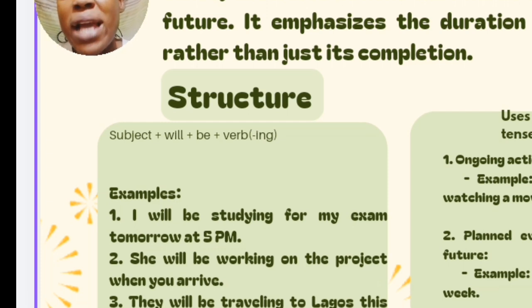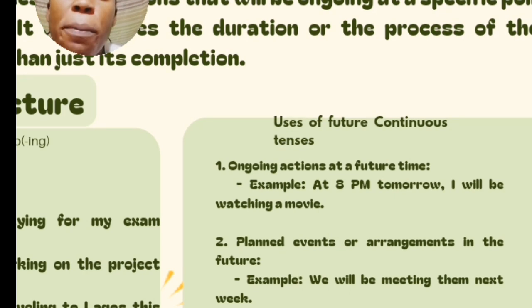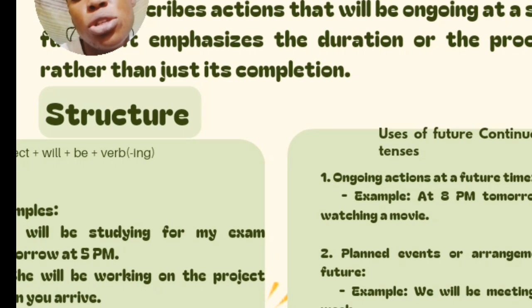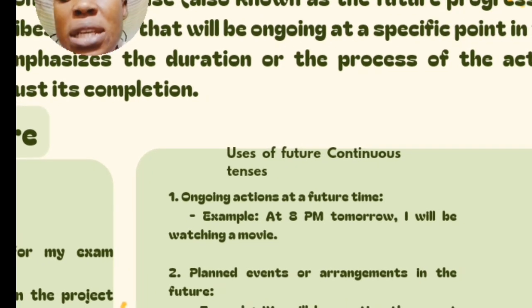Example: I will be studying for my exam tomorrow by 5 p.m. Remember, it emphasizes the duration or the process of the action rather than its completion. Now, she will be working on the project when you arrive. They will be traveling to Lagos this time next week. So it's just about ing and time. Now, using future tense, ongoing action at a future time. At 8 p.m. tomorrow, I'll be watching a movie. We can also use future tenses for planned events or arrangements in the future. Example, we will be meeting them next week.